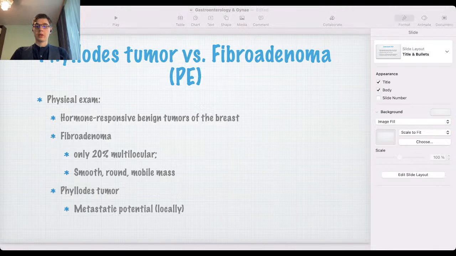So, let me know if you have any questions. Sadhana. Yes. The vignette didn't mention anything about the mobility of the tumor, but this was not the argument that could differentiate between those two.